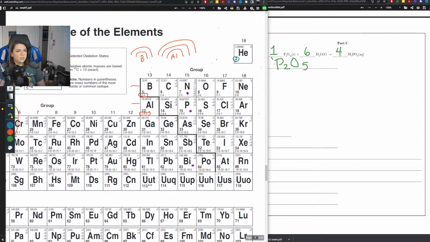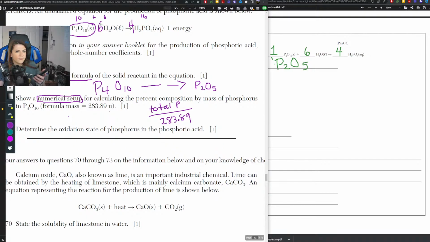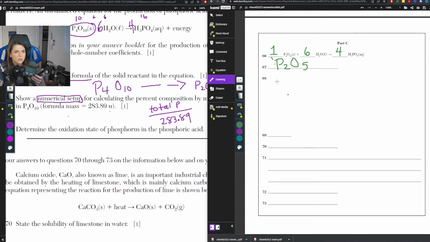Okay, so phosphorus is right there, 30.97. I'm going to multiply that by 4, and I'm getting 123.88. 123.88, and I'm going to divide that by the total of 283.89. I'm going to multiply that by 100 because it's a percent composition.